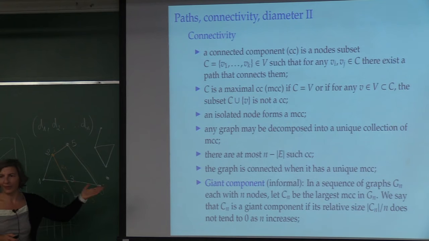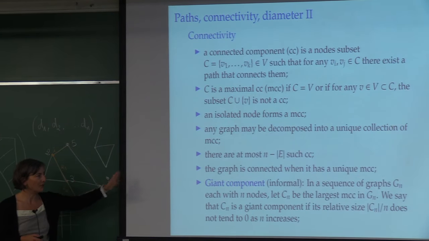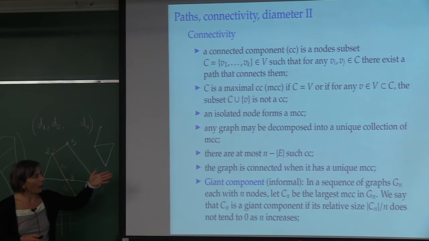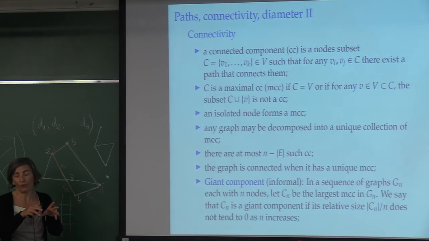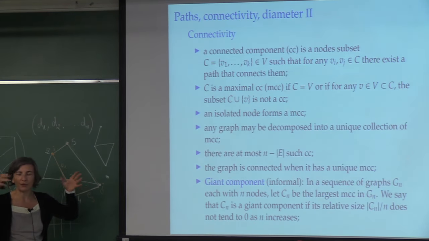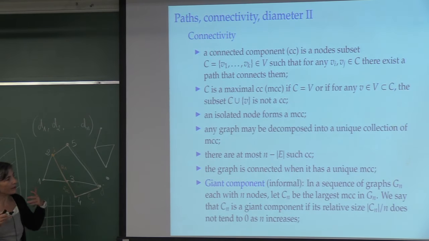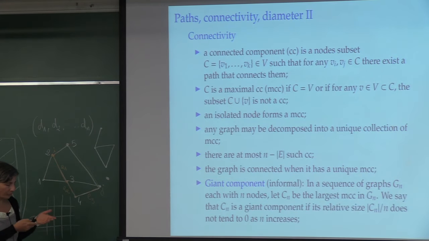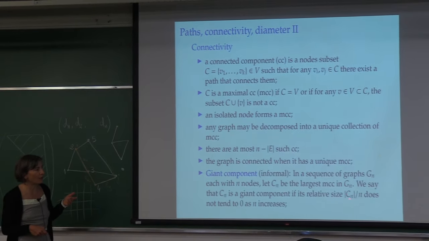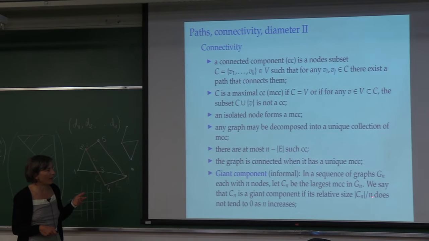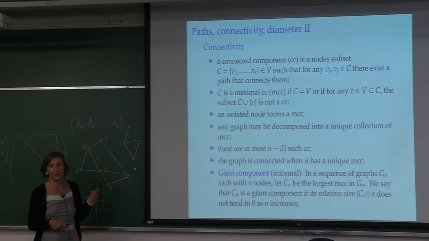And again, this has played a role in the physics literature for a while, and it still plays a role. A giant component, in an informal way, is a sequence of graphs, Gn, each one having n nodes. So you imagine that you have a graph and the set of nodes is increasing, so you look at the successive sequence of graphs that this induces. If you look at Cn, the largest maximal connected component in the graph Gn, people say that Cn is a giant component if its relative size, the number of nodes in Cn divided by n, does not tend to zero as n increases.